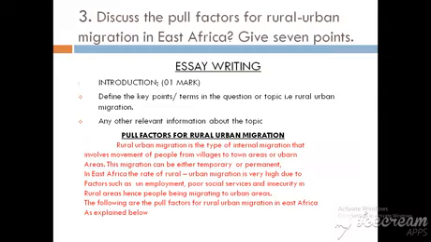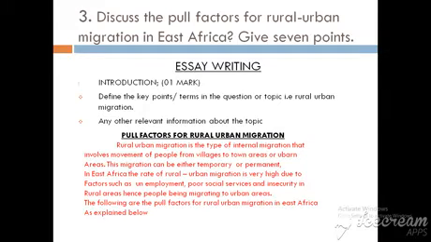For example, here is a good example of the introduction. Rural-urban migration is the type of internal migration that involves movement of people from villages to town areas or urban areas. So we have given there some of the factors for rural-urban migration. The following are the factors for rural-urban migration in East Africa as explained below.